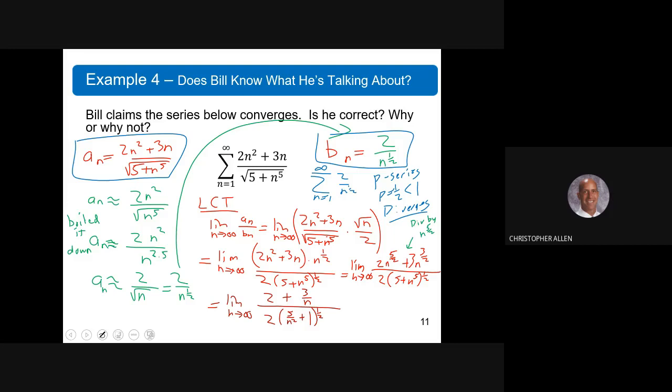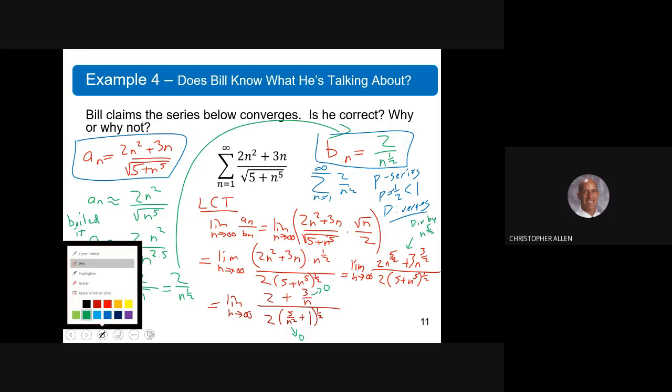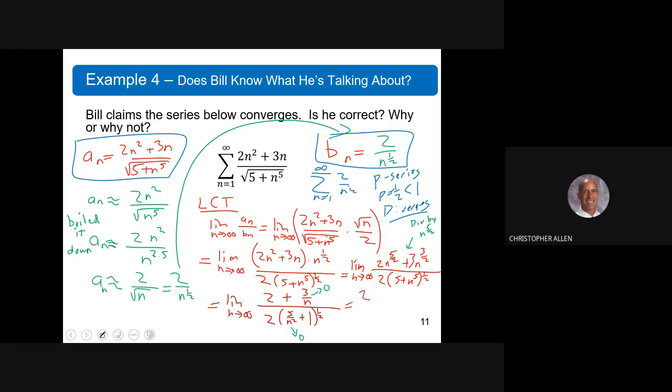So now we can plug in our infinity, and as we plug in our infinity, let's do it in green. Guess what that 3 over n is going to become? 0, right? What's that 5 over n squared going to become? 0. So the numerator is 2 plus 0, which is just 2. The denominator is going to be 2 times the square root of 0 plus 1. The square root of 1 is just 1, so the bottom is just 2. So again, it's 1.